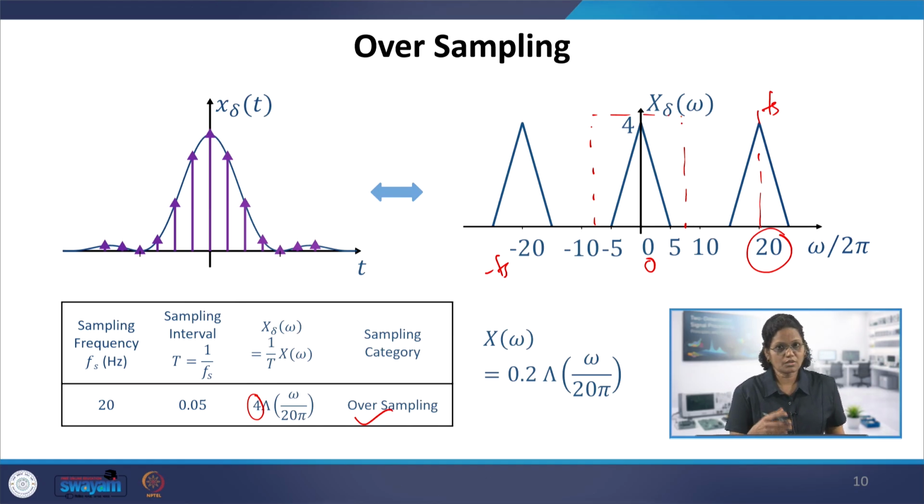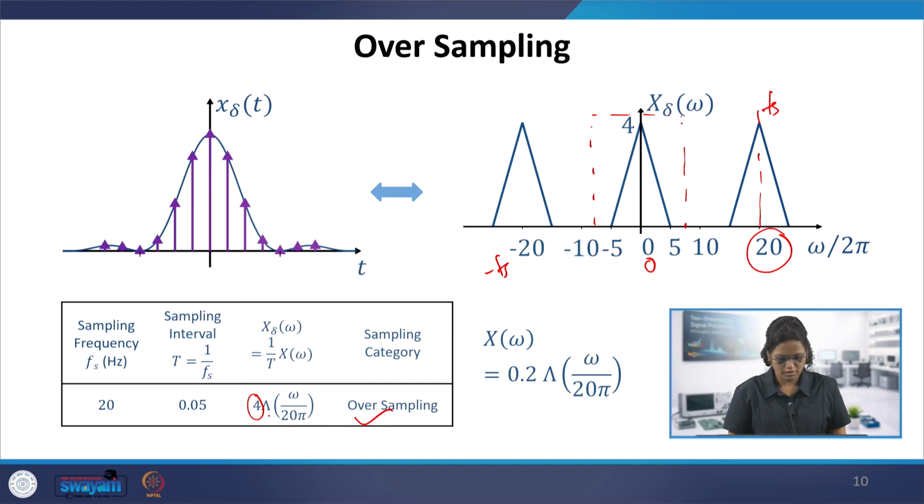So undersampling is the only case where the overlapping occurs between the base component and the replication at Fs and 2 Fs. But with Nyquist sampling and oversampling, the signal can be recovered or reconstructed by the filtering process.